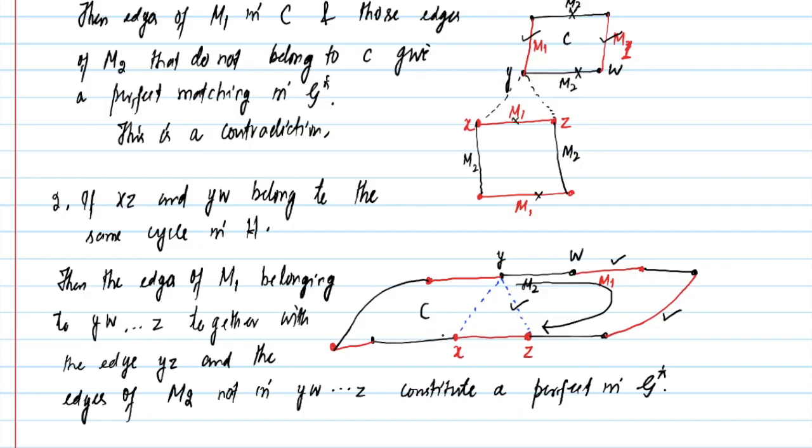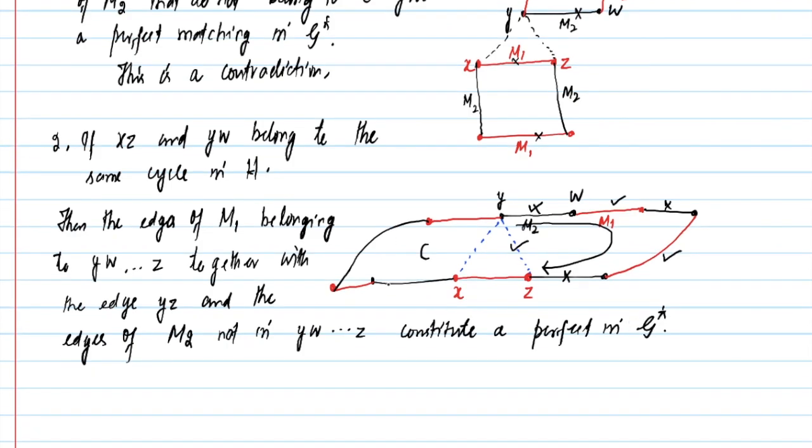Then, together with those edges of M2 which are not in this part. So we are not taking this edge, we are not taking this edge, and we are taking all the remaining edges of M2. Then this will give us a perfect matching in G star. Now in fact, in the construction of this perfect matching, we have not taken the edge YW into consideration, and obviously this was not an edge of G star, and we have also not taken the edge XZ into consideration, and again this was not an edge of G star.